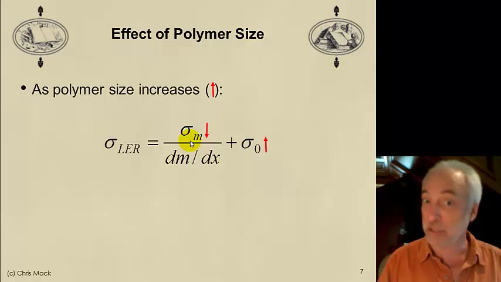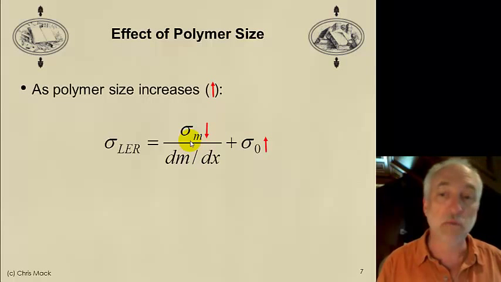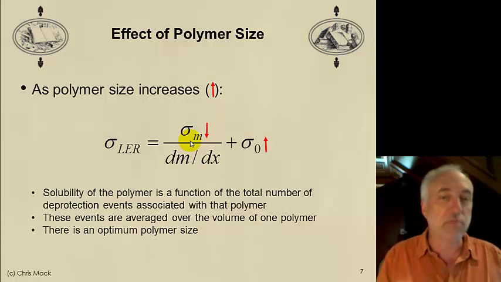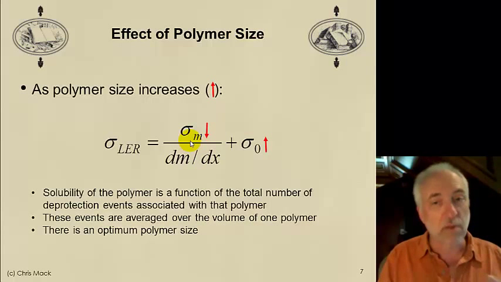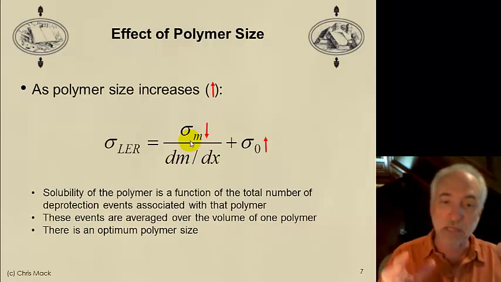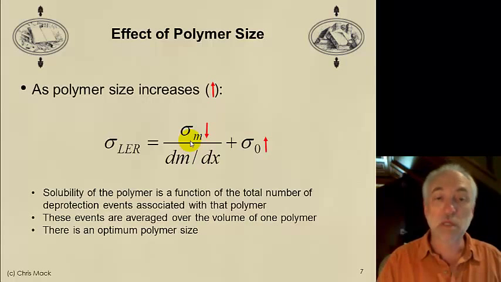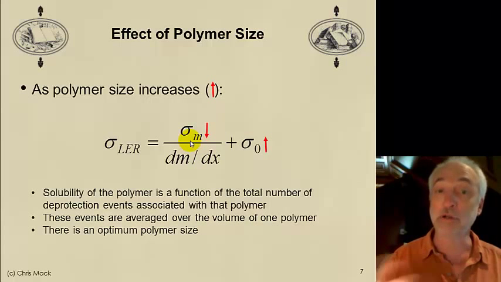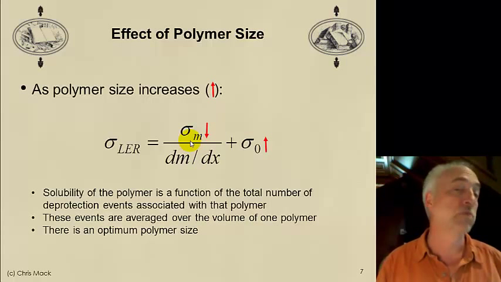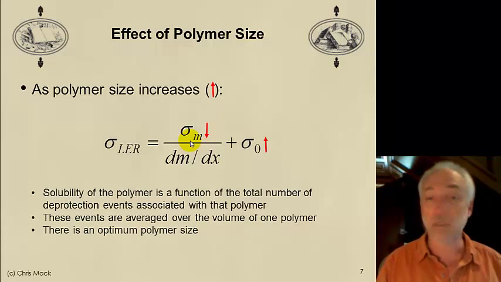So what is the volume I should use to figure out the uncertainty within a volume? Well, it's the volume occupied by one polymer. The solubility of the polymer is a function of the total number of deprotecting events associated with that one polymer. And so I don't care about any one particular event. What I care about is the total number of events that happen within that polymer. So the events are averaged over the volume of one polymer. If I make the polymer bigger, I'm averaging over a larger number of events. And therefore I'm reducing the uncertainty of whether or not the polymer will become soluble. So larger polymer sizes, in fact, decrease the noise.